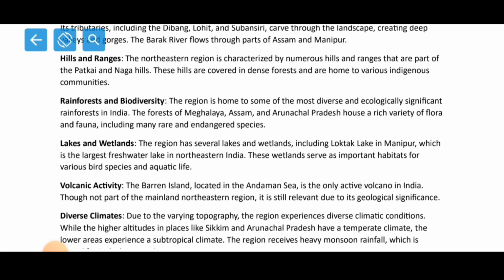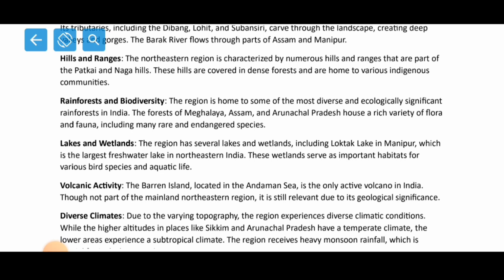Now what do we understand by flora? Flora means the plants, alright? Flora means plants and fauna means the animals. So flora and fauna means plants and animals. So we know that Arunachal Pradesh, Assam and Meghalaya are very well known for these different species of plants and animals. And you know what? Endangered species.